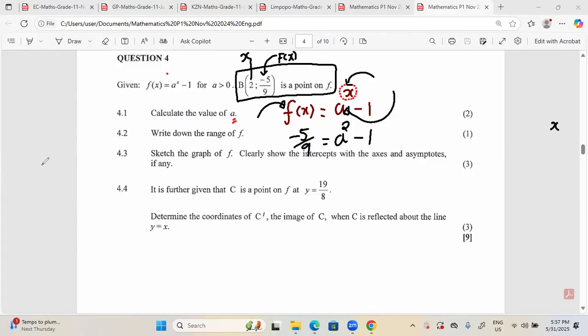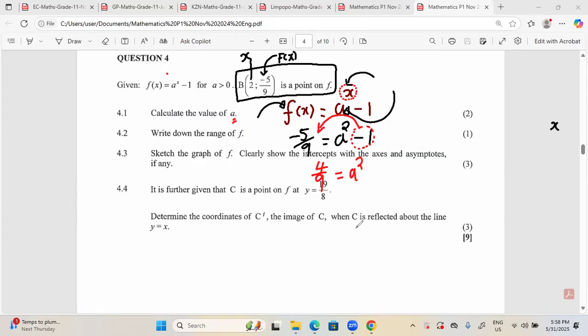Now we have to solve for a. Let's take minus 1 to the left side. So we're going to have minus 5 over 9 plus 1. I advise you to press your calculator. How much is it going to be? 9 minus 5 is 4 over 9. So it's going to be 4 over 9 equals a squared.